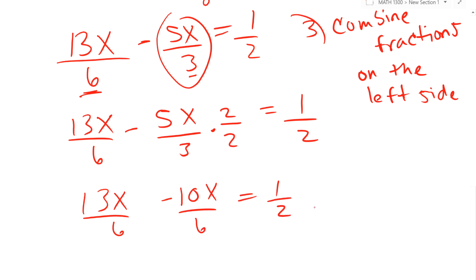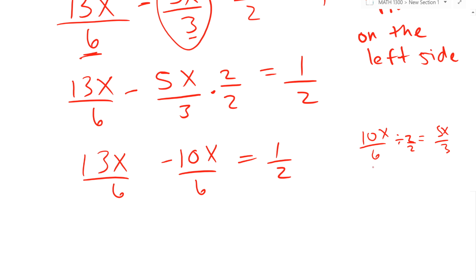And so you're wondering, well, how do we know that 2 over 2 times 5x over 3 is still the same number? Well, let me simplify it for you. Let me divide 2 on both the top and the bottom. I'm left with 5x over 3. So it's the same thing. We just need to change the number in the bottom in order to combine the top values here.